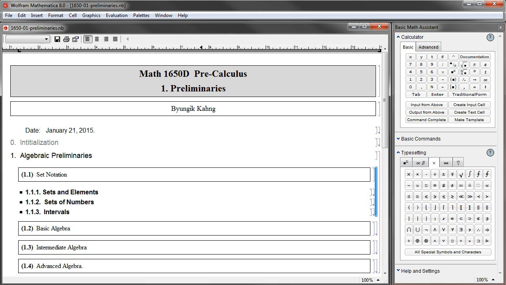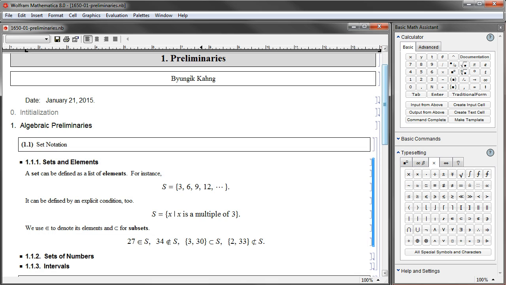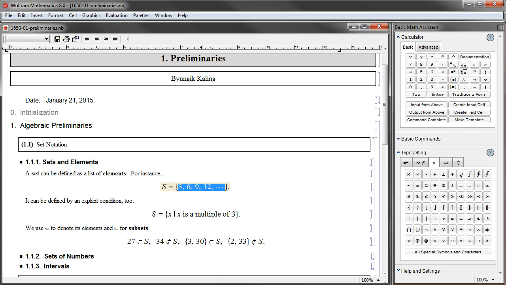The first one is set notation. I believe everybody should know the set notation. Begin with a brace, end with a brace, and then we just have a list of items there, which we call elements. And if we have a pattern, then dot dot dots are okay. Or you can represent a set using set builder notation, kind of like this. Actually, this is a naive version of set builder.